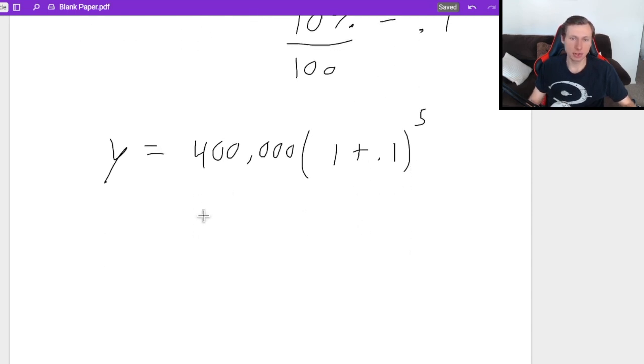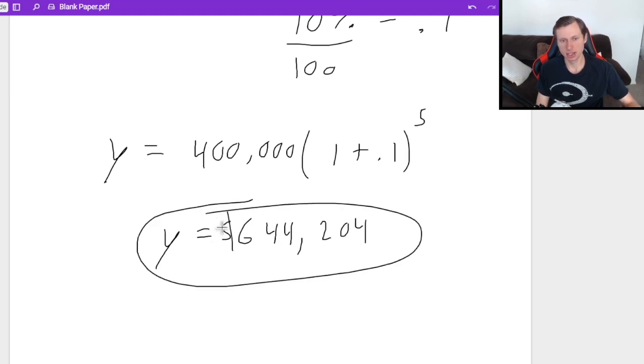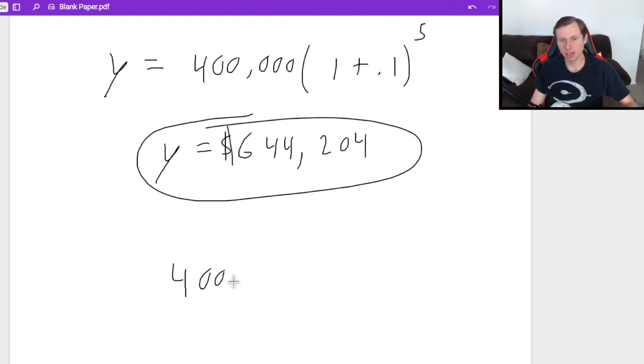And so if you want to calculate the price of your home, you just have to plug this in your calculator, which I will do now. And I will get y equals $644,204. And there you go. That's how you can use percentages as well with these exponential functions. And again, if for some reason the price of a home went down by 10% each year, it would have been the exact same equation, except it would have been 1 minus 0.1 to the 5th power.